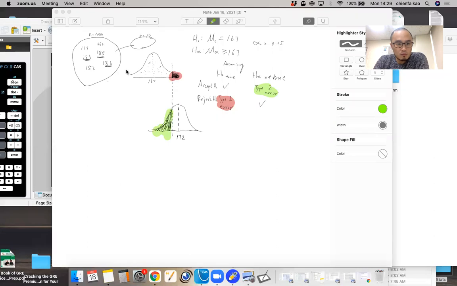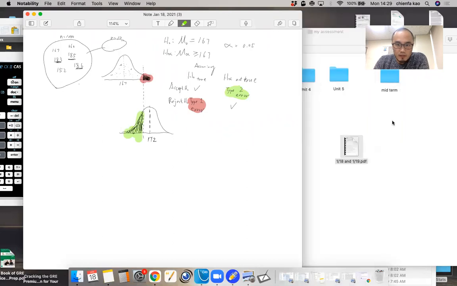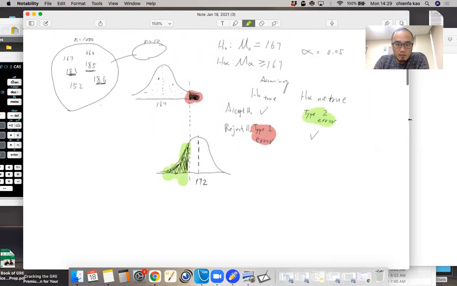Okay, hello. This is the second part. We're going to be talking about type 2 error. Let me share my screen. Okay, now this is just kind of like before, except this time it gets a little bit more complicated.